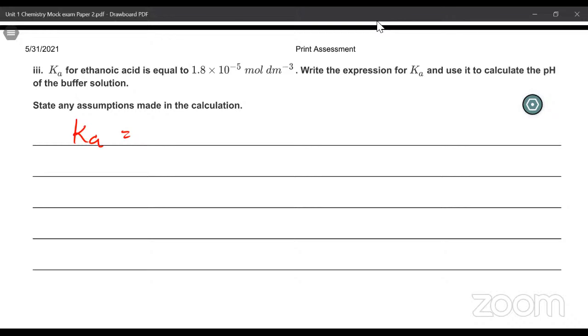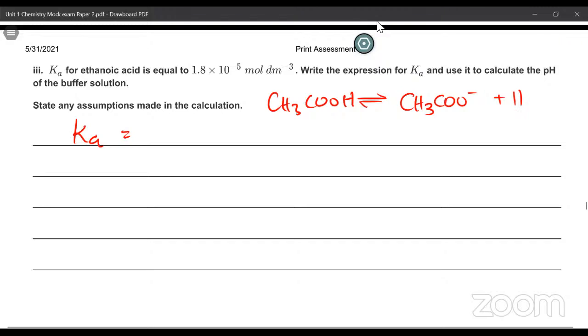So in this case, if you write out your equation to see what's happening, CH3COOH when placed in solution will dissociate into CH3COO minus and H plus ions. Now you don't have to, but you can assume that the concentration of H plus is equal to the concentration of the ethanoate ions, and say H plus ion squared over the concentration of CH3COOH, right? Which is the acid.